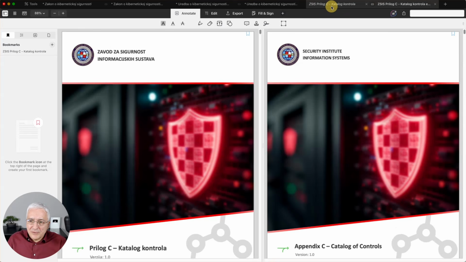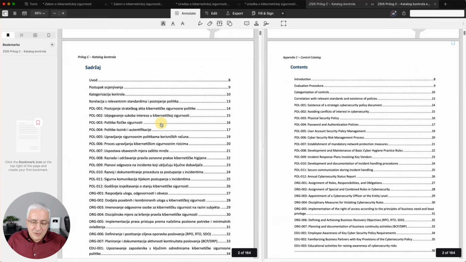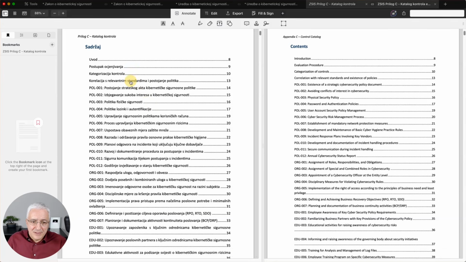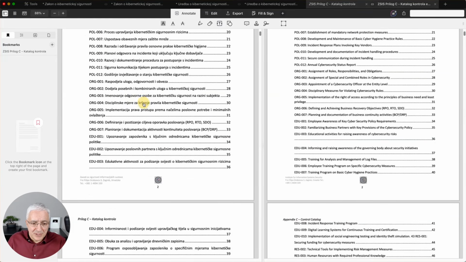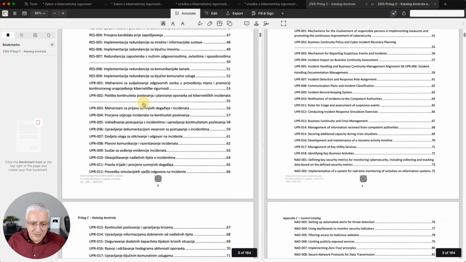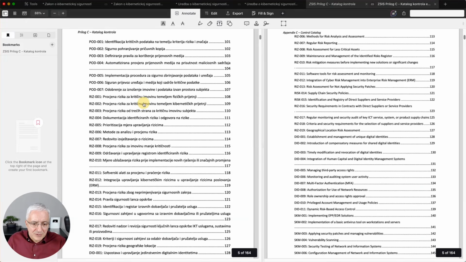Okay, now let's see this Annex C, this catalog of controls from this Bureau of Information Systems. And I'll show you this content first. As you can see there, numerous controls. As I mentioned, more than 100 of them. So the first one is existence of strategic cybersecurity policy document. The second one is avoiding conflict of interest. Then physical security policy, password and authentication policies, and so on and so forth. I'll just browse through for you to get a feeling for this. As you can see, many of these controls here.